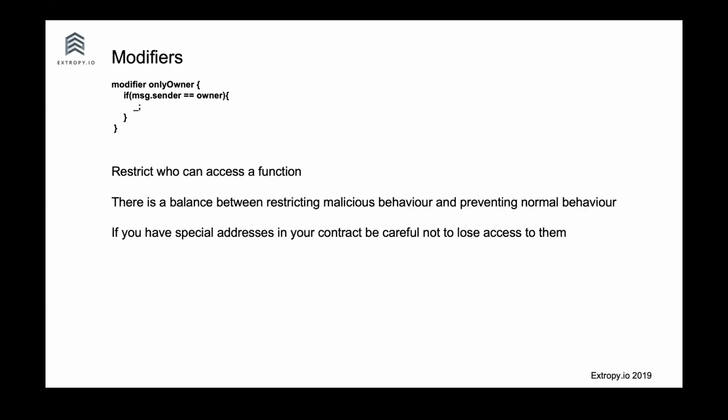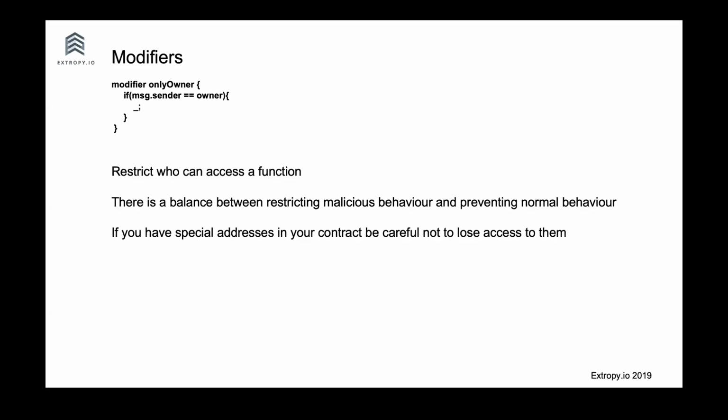Also, if you have special addresses in your contract, so here we have a special address owner, and we're saying that this address has certain rights within the contract, so we're going to give them access to particular functions. That's fine, that is a good thing to do, but that then gives you the responsibility of making sure that you keep the key for that owner safe. So if you lose that key, then you will lose the ability to do those special functions. And maybe your system won't run correctly. So if you have special addresses, do be careful that you keep them.